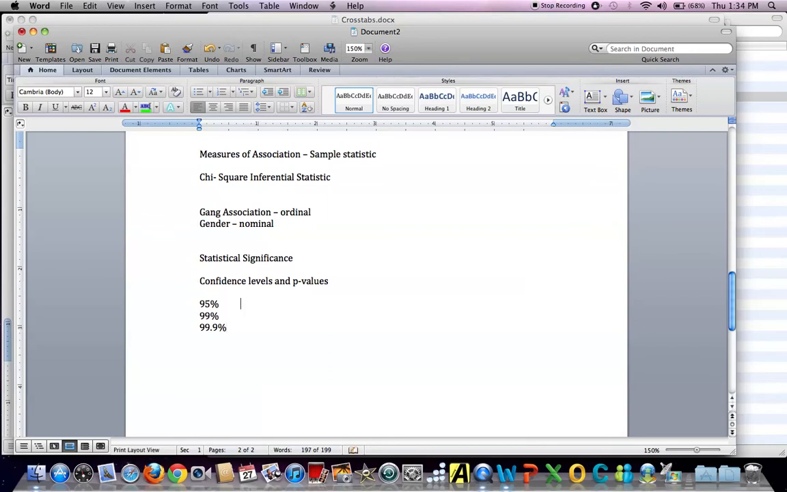So in this case, the p-value at the 95% would be 0.05. The p-value for the 99% would be 0.01, and then the p-value for the 99.9% would be equal to 0.001.